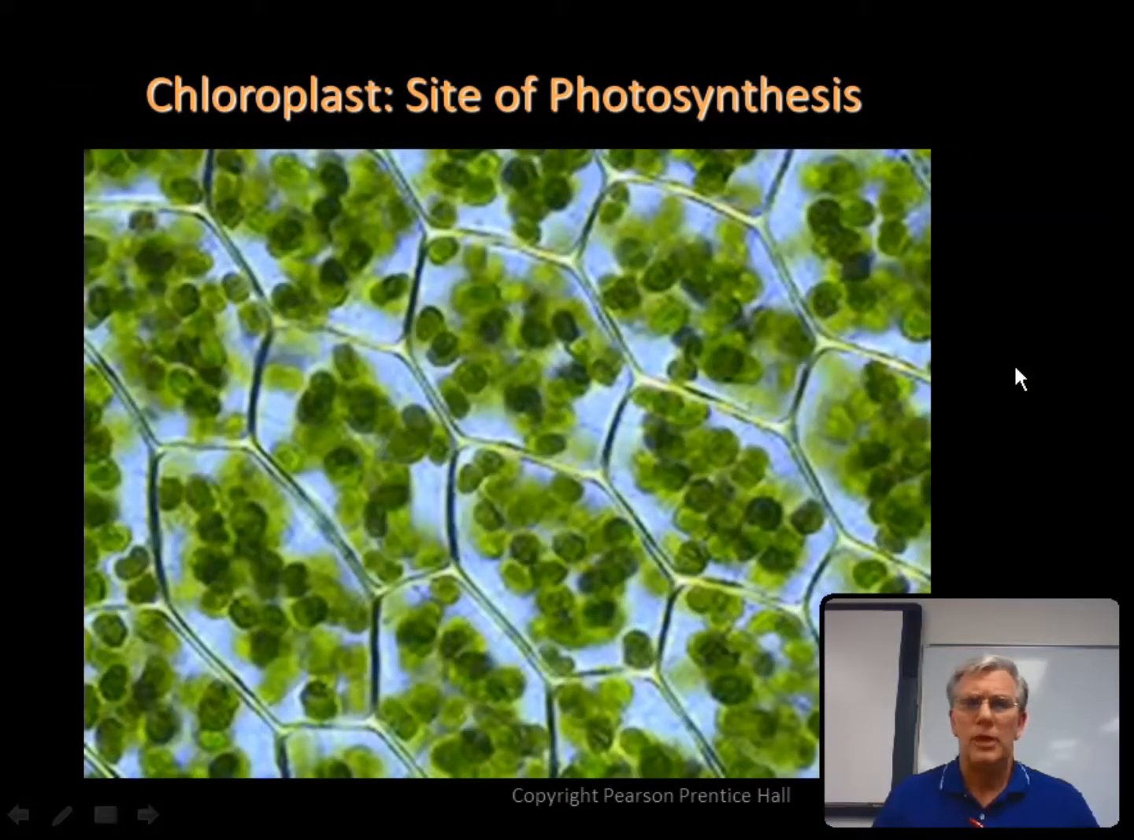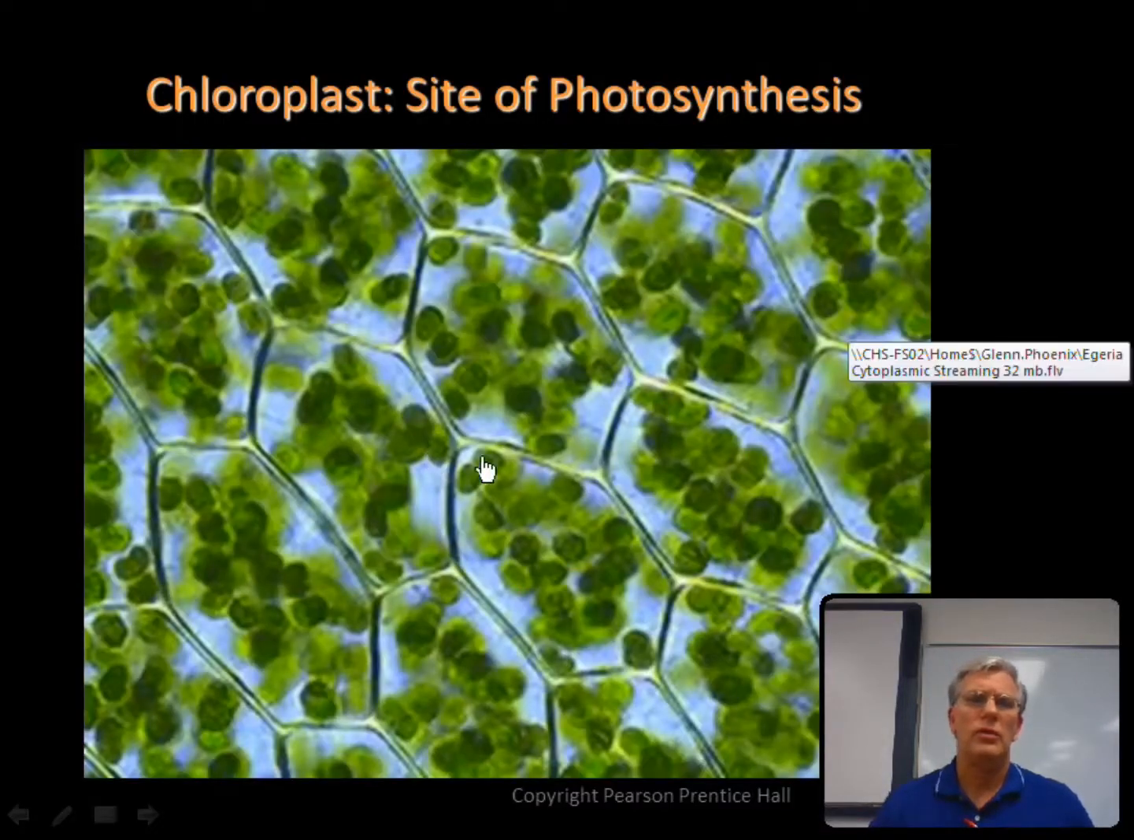Now, photosynthesis takes place in plants, obviously, and you should recall from studying the cell last week that photosynthesis takes place in organelles called chloroplasts. These are the green organelles that give plants their color.